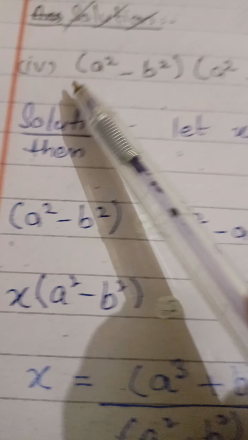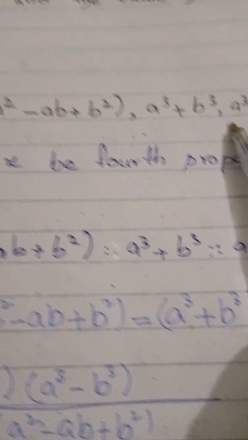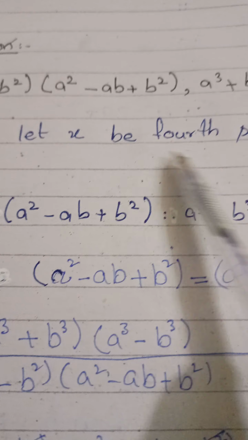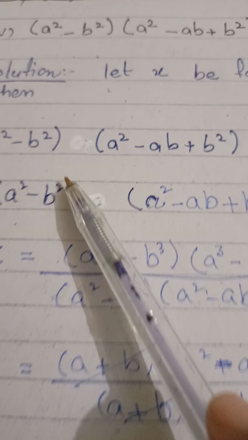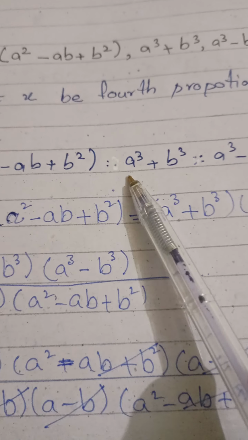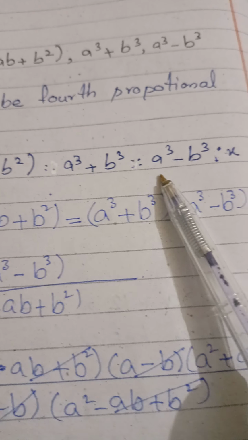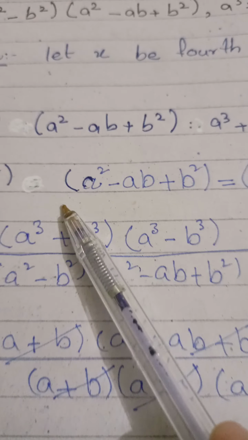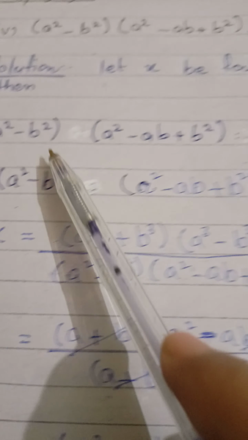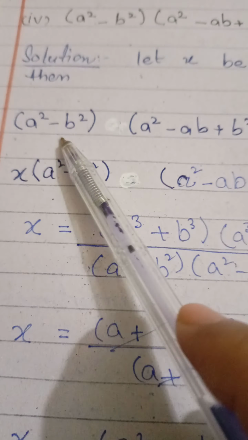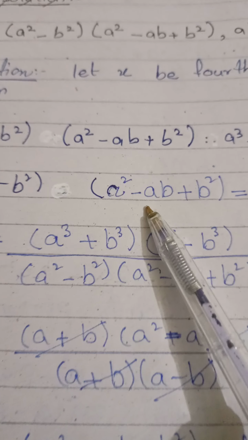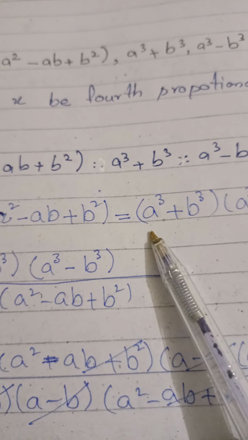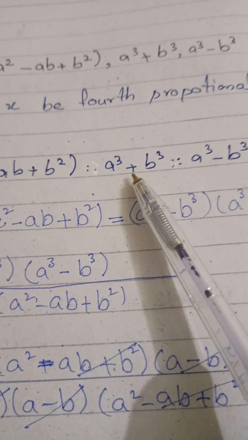Fourth part. This is our fourth part question. Let x be the fourth proportional. Okay, two brackets in the first ratio, second a cube plus b cube is proportional to a cube minus b cube ratio x. X multiply with both brackets, a square minus b square and a square minus ab plus b square, is equal to a cube plus b cube and a cube minus b cube.